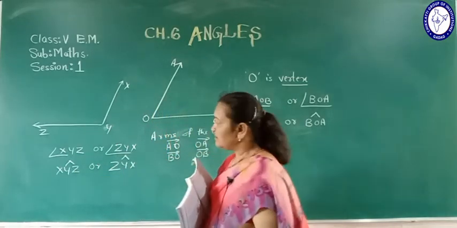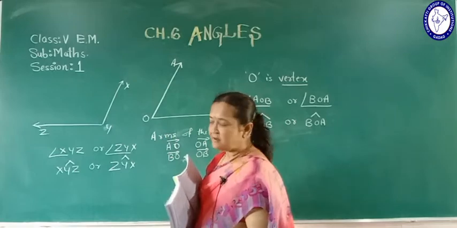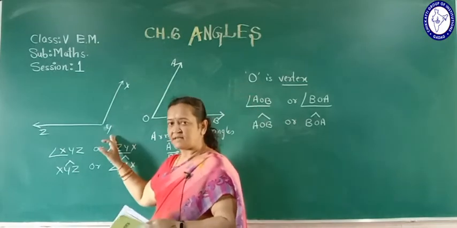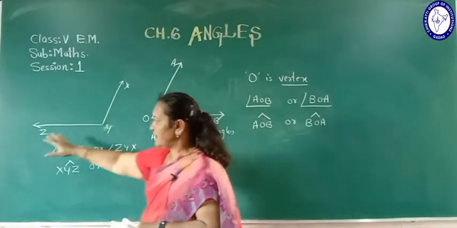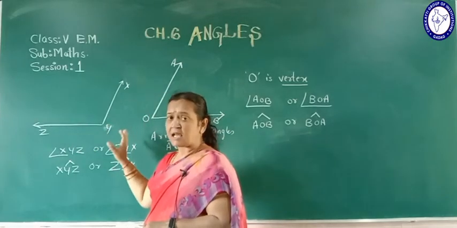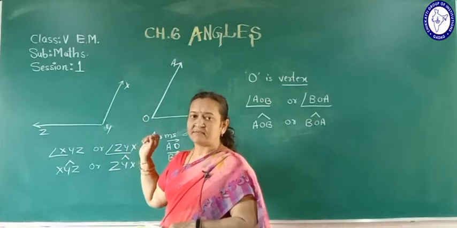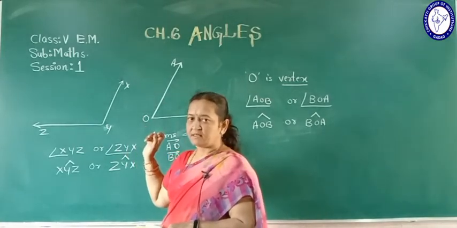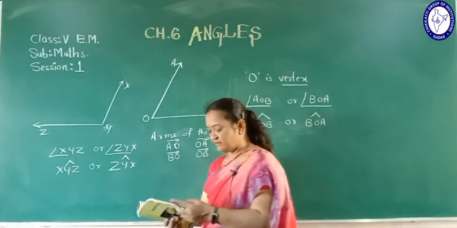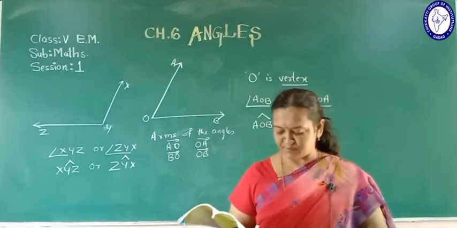This understood? So which are the arms here? XY and ZY. XY and ZY are the arms of the angle, and Y is called the vertex of the angle. This understood, children? Now let me go to exercise 6.1.